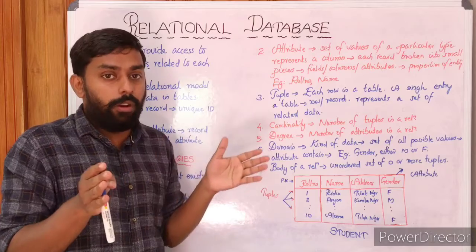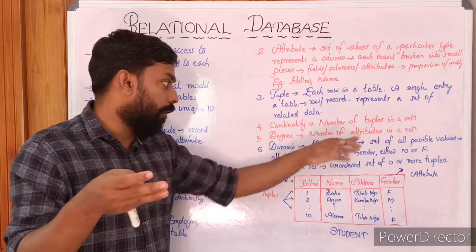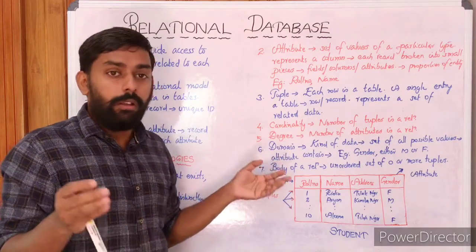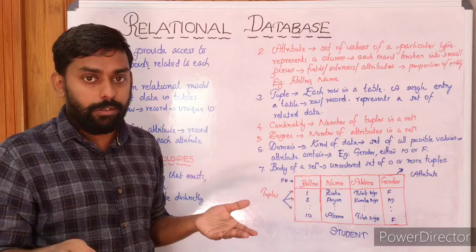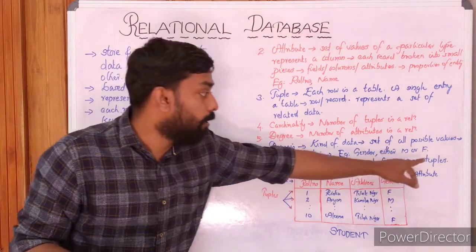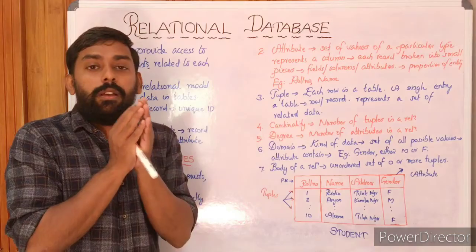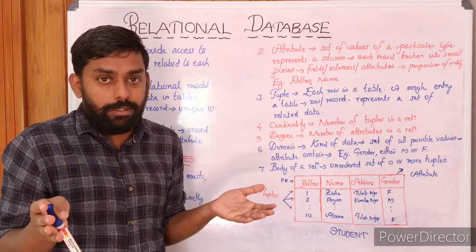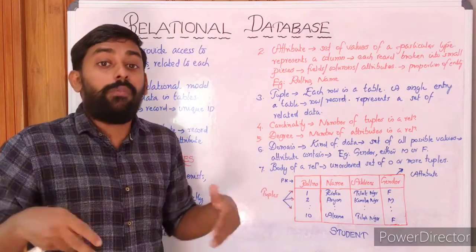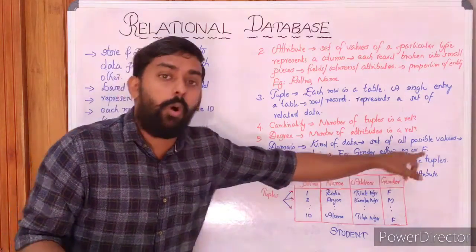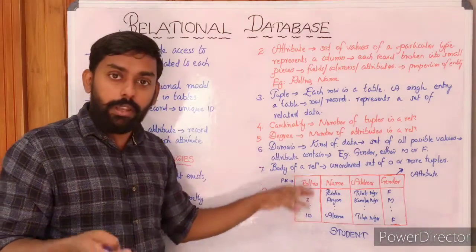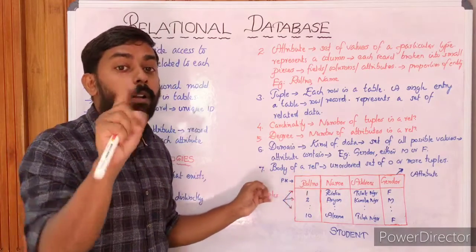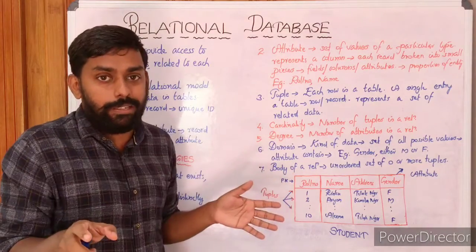Then domain: the set of allowable values for an attribute, the kind of data, the possible values for an attribute. For gender, it can be either M or F, no other values. Then body: an unordered set of 0 or more tuples. That means just after creating a table, there may not be any data, so it's also a body without any data. That's what 0 is, 0 or more tuples. Here we have 10 tuples, but it can be empty. But you must note that at the time of creating a table there must be at least one column, otherwise it may not exist in the database.